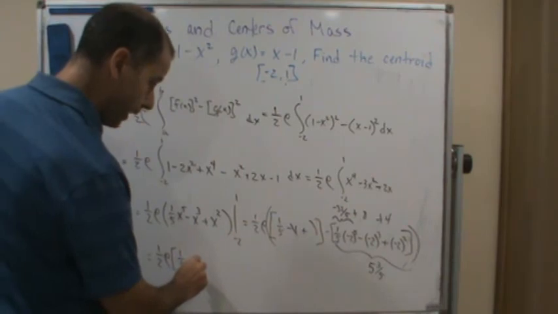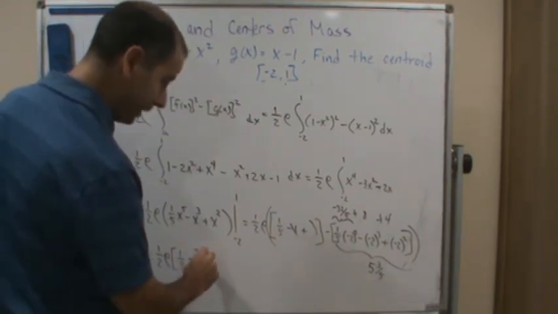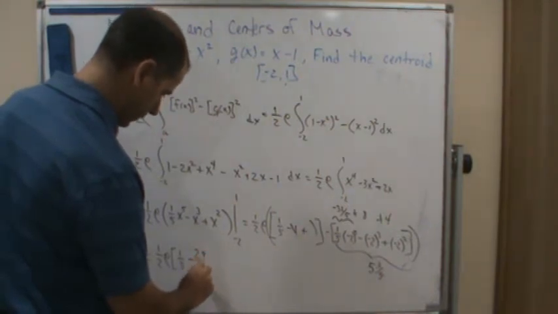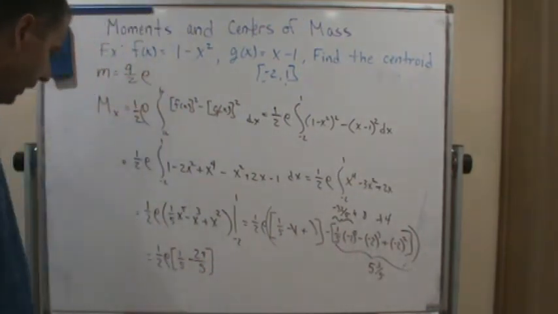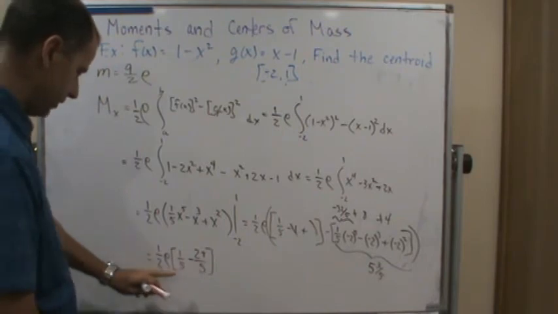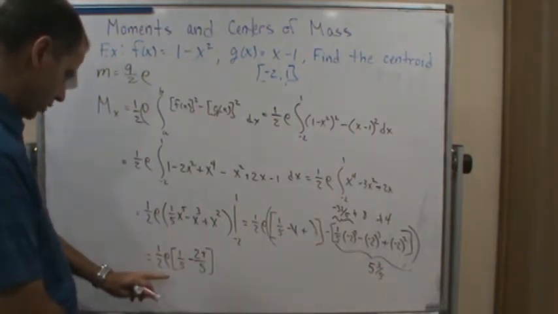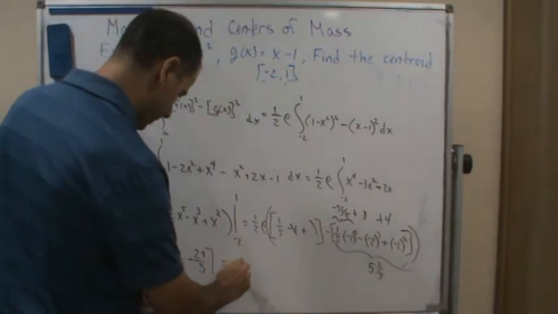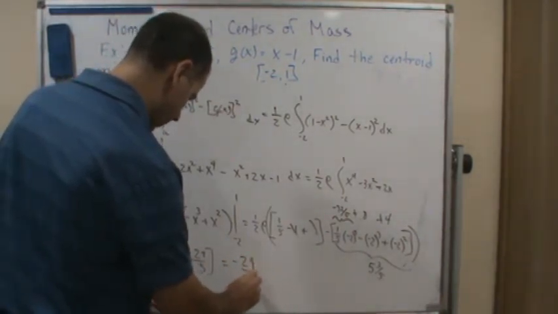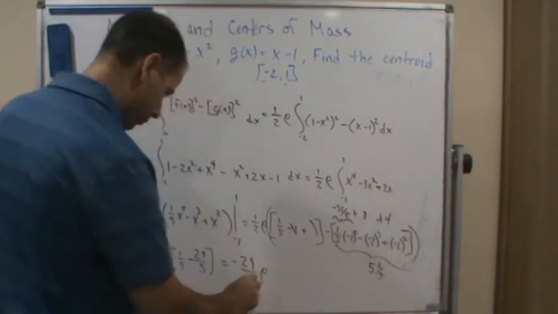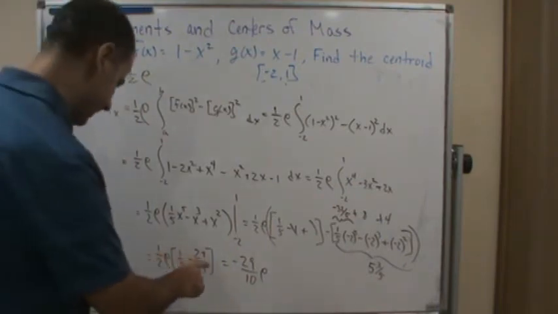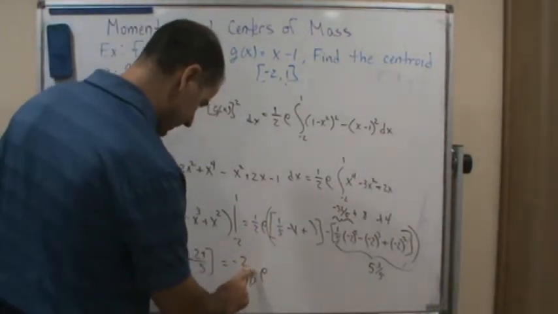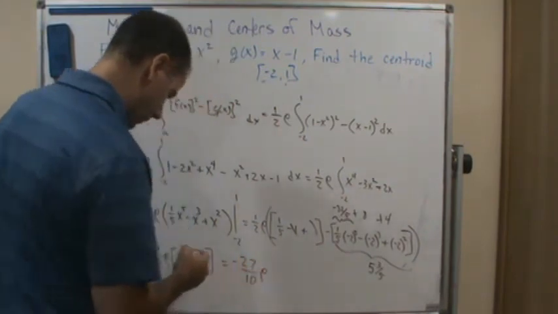And so this is going to be minus 28 fifths. And what do we get? Well, we end up getting 29 tenths. So we get -29/10 times rho. I believe that's, hold on a second. Oh no, I'm sorry. That's a positive. So this is 27. So that's what we get.